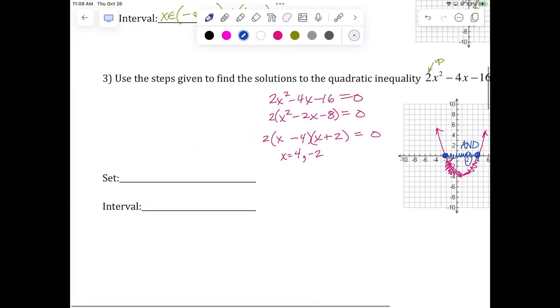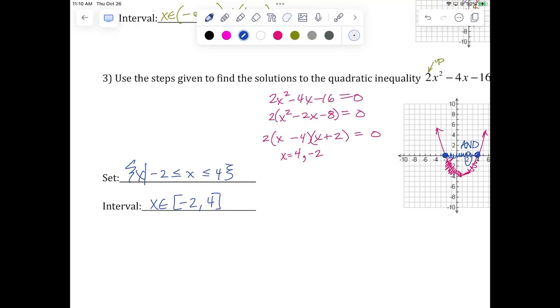So here's our solution set. It's the set of all x such that -2 is less than or equal to x is less than or equal to 4. Least to greatest, and they're less than or equal to's. The interval notation would be x element of, -2 to 4 with brackets.